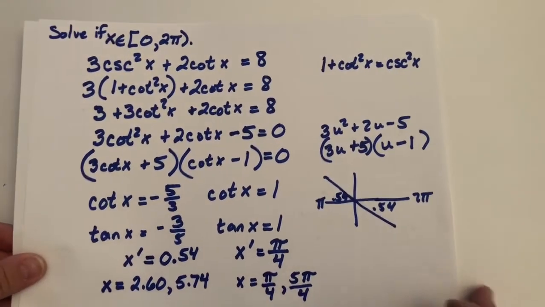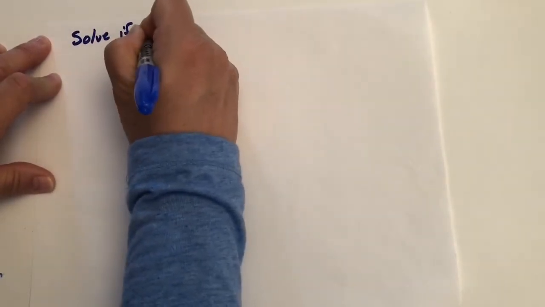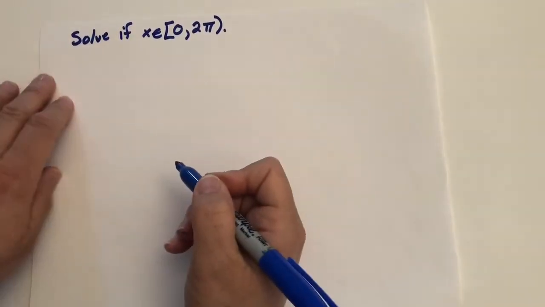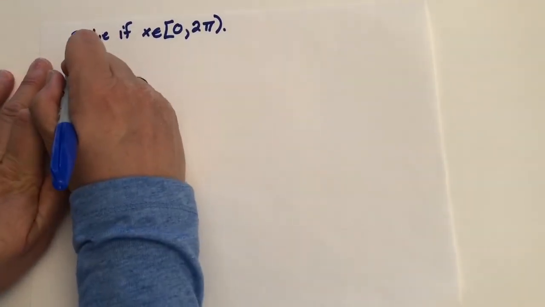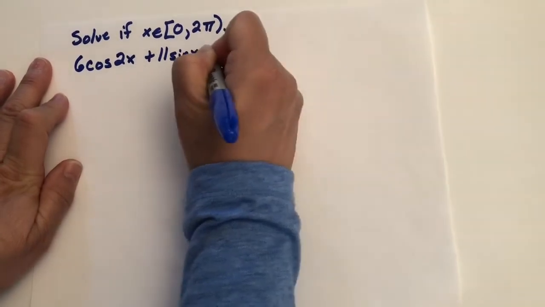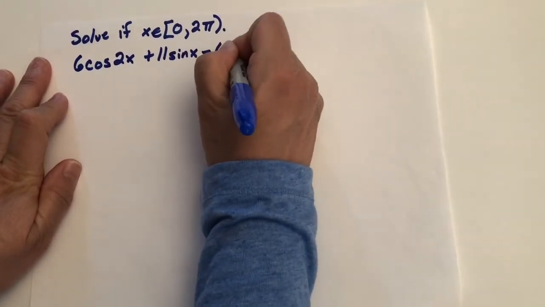Let's do one more. Let's see. Let's let it be this. We're going to find the solutions between 0 and 2 pi again, but here's the equation. 6 cosine 2x plus 11 sine x minus 6 equals 0.